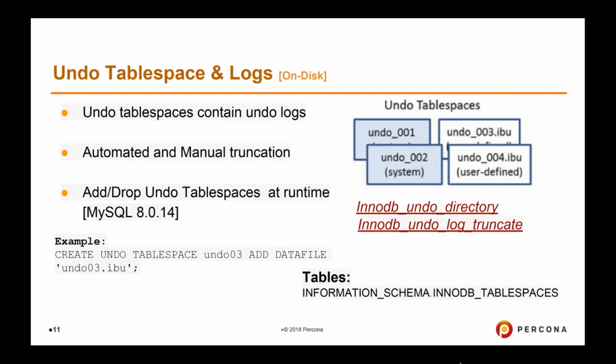You can drop your undo table space at runtime. How will it work? When you drop a particular table space, it will wait to make sure that whatever data is there gets flushed or truncated, and only after that will it drop your table space.